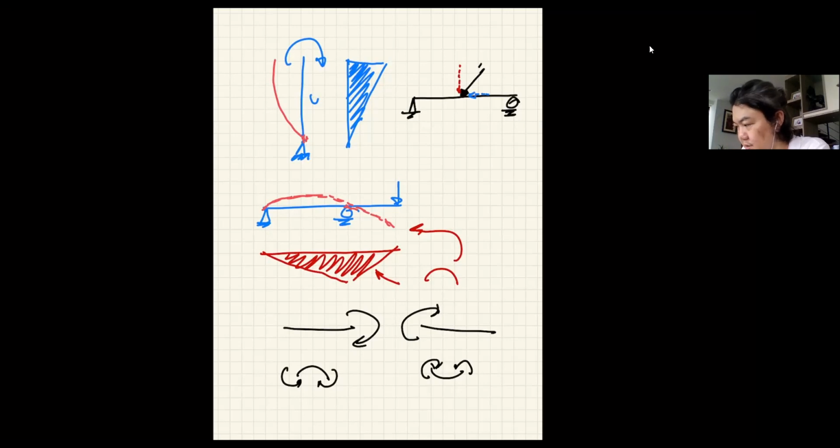Now, only this red component, or the component that is perpendicular to the member, will produce bending moment. The blue component or the component that is parallel to the member will not produce the bending moment. You guys understand this, correct?